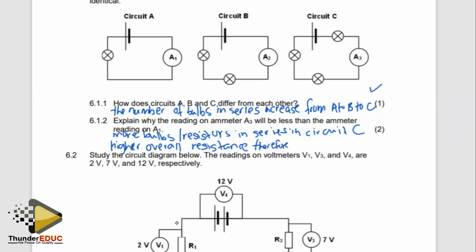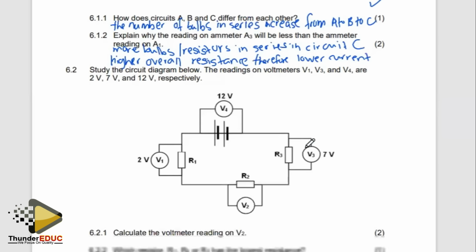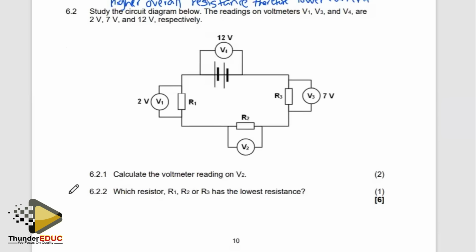Therefore, we have lower current. That's why we are having a small ammeter reading, less ammeter reading in A3, because we have more resistors in series. Which means there's a higher overall resistance, therefore lower current. That's why we're having a small ammeter reading, because remember the ammeter is used to measure what? Current.